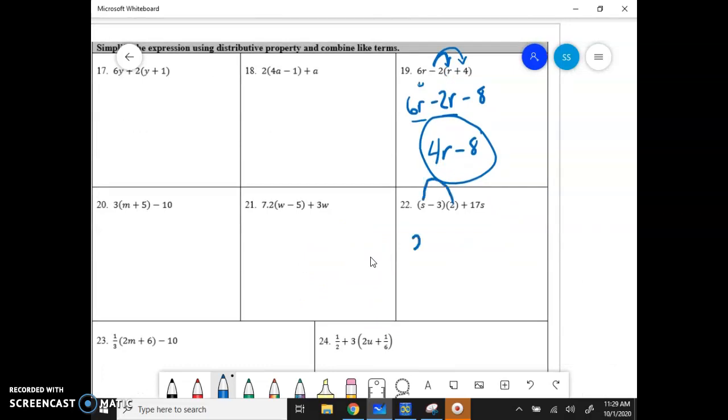All right, let's do this one here. 2 times s is 2s. 2 times negative 3 is negative 6. Drop down this positive 17s. Combine like terms, we're left with 19s minus 6.